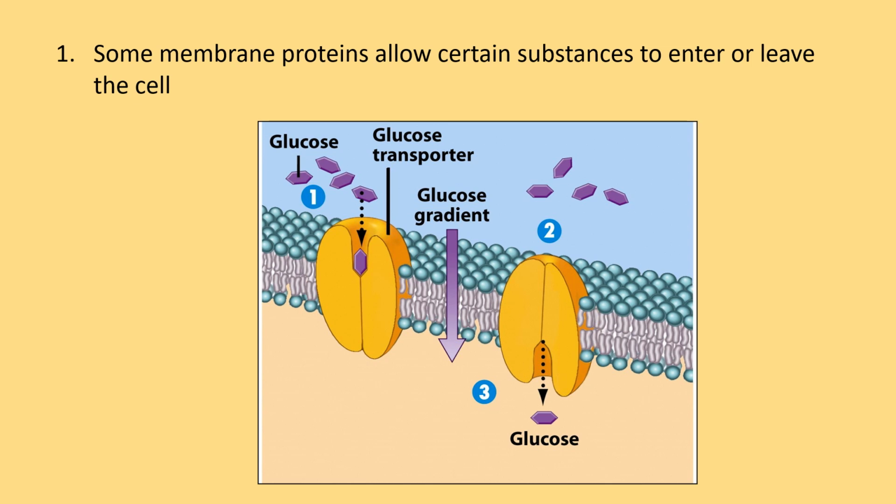Glucose is full of, mostly, polar covalent bonds. So glucose is largely hydrophilic. And so glucose has a hard time passing through the fatty acid middle of a membrane. And so in order for glucose to get into our cells, those glucose molecules need to pass through this transporter protein.